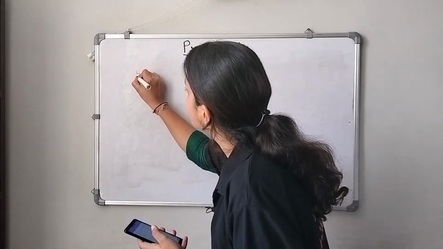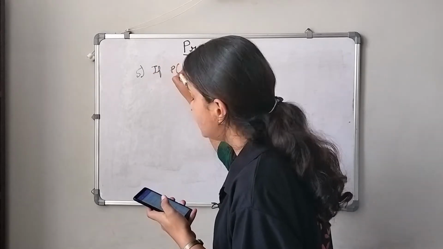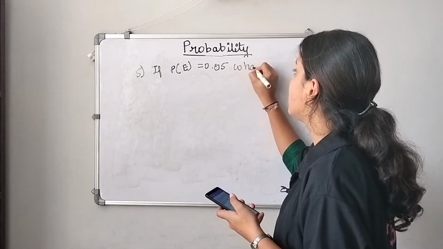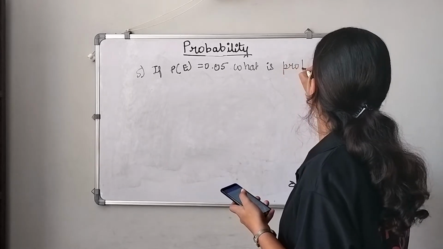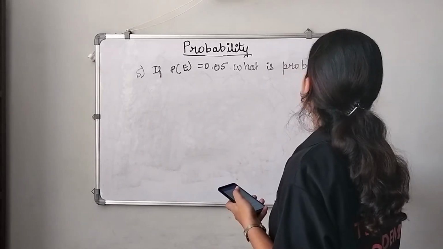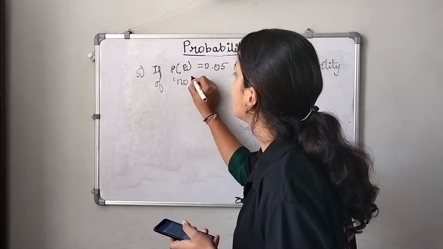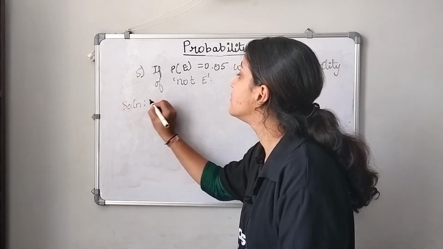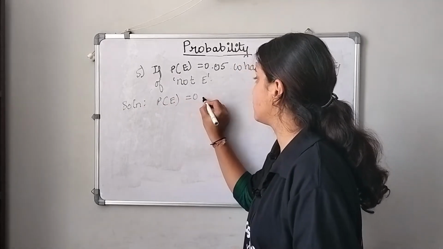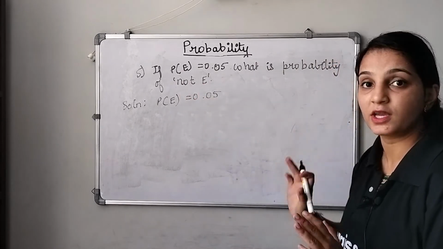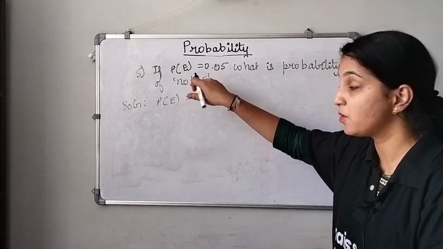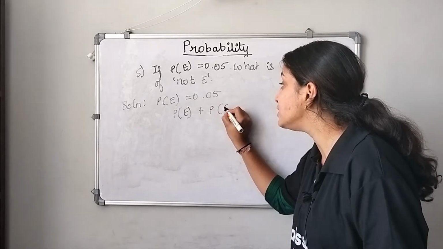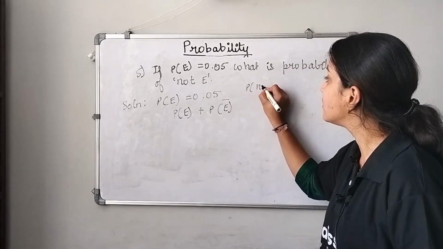Now the fifth question. If P of E is 0.05, what is the probability of not E? Now P of E is given as 0.05, and we have been asked for not E. What is the relation between P of E and P of not E, which we saw in an earlier question? P of E plus P of not E.